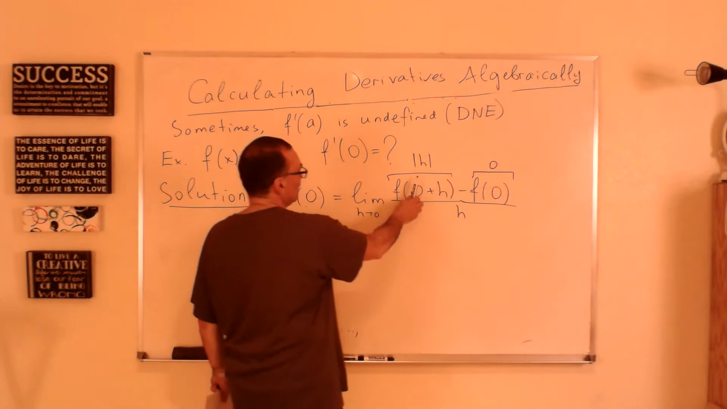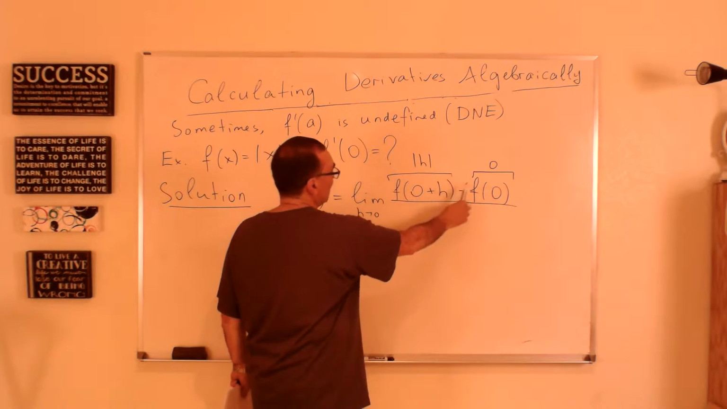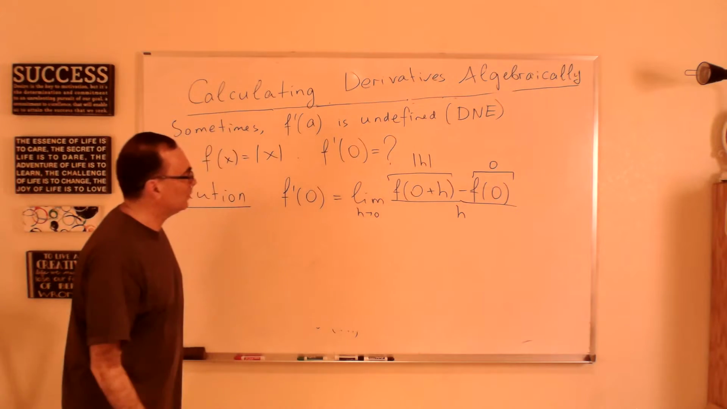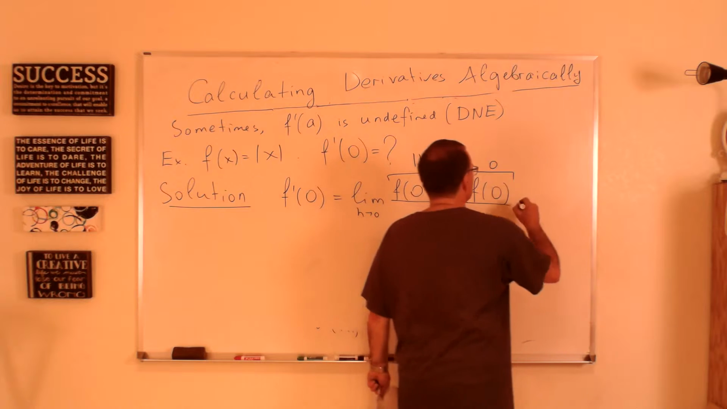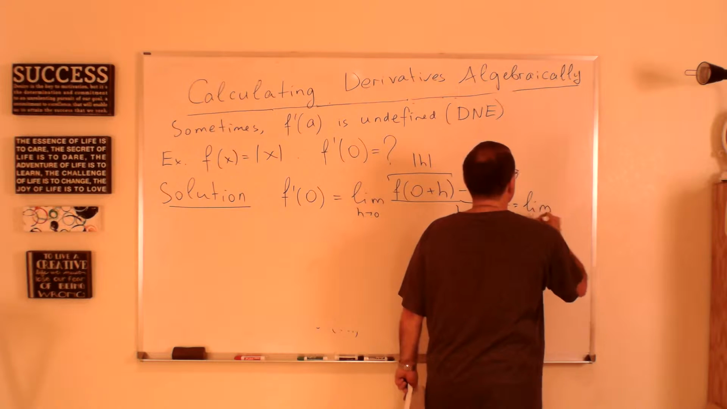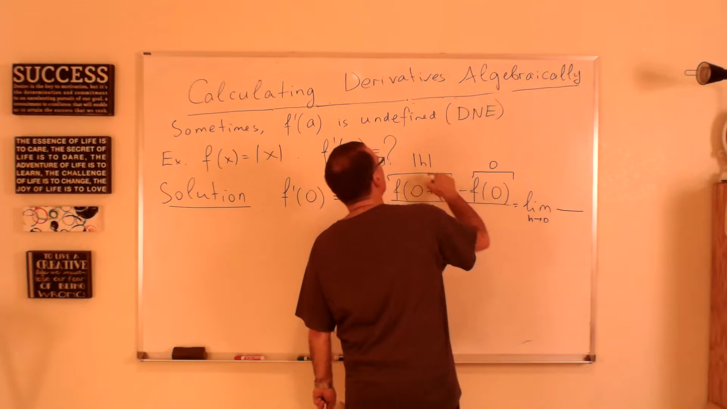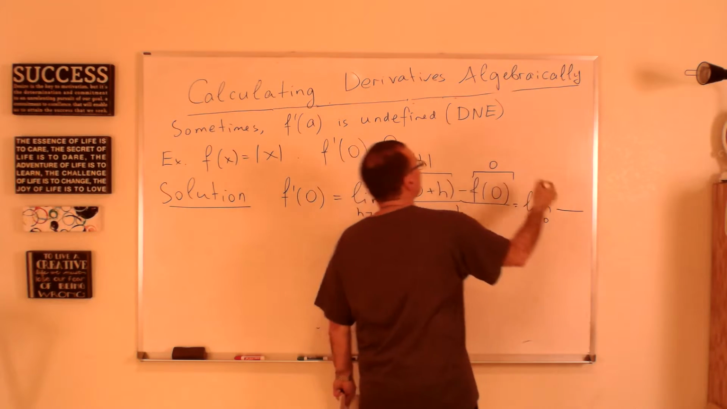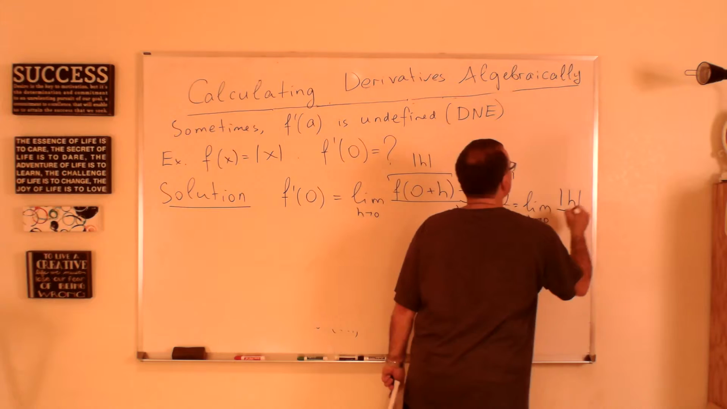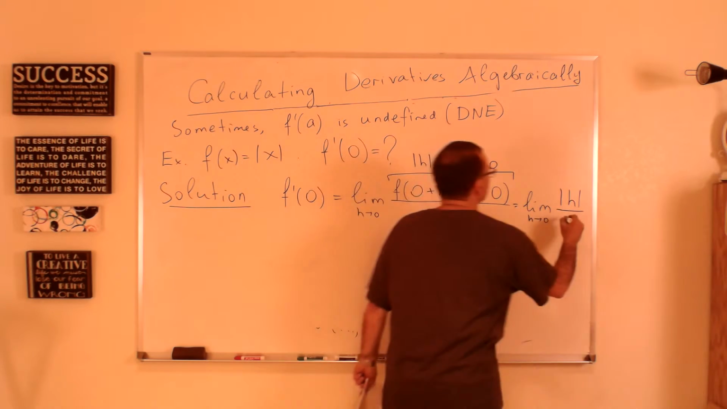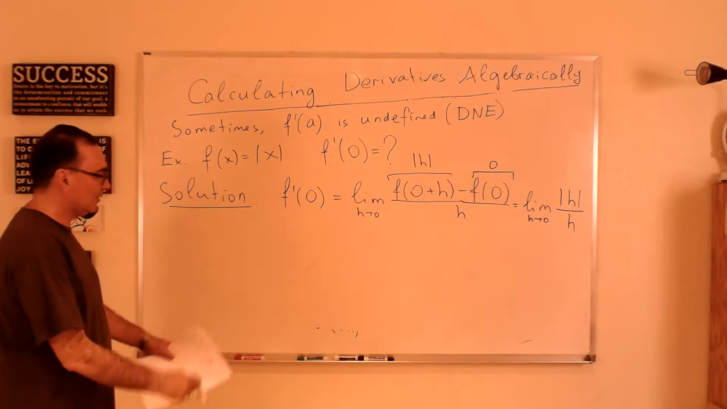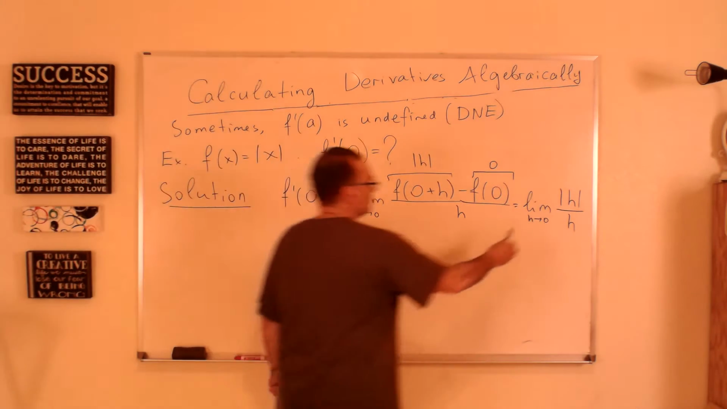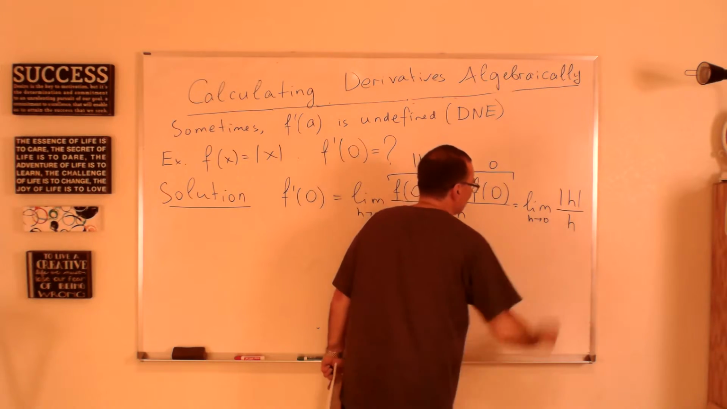So we're talking about the limit of absolute value of h minus 0. But absolute value of h minus 0, anything minus 0 is the same thing. So we get the limit as h approaches 0 of absolute value of h minus 0. But this is just absolute value of h. And now in the denominator we have h. So this is what my limit is: the limit of absolute value of h divided by h as h approaches 0.